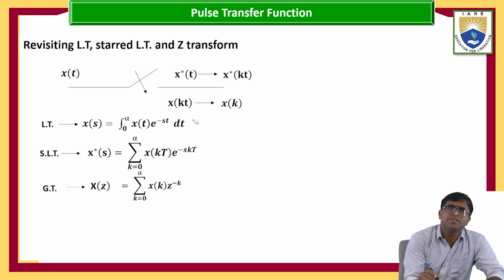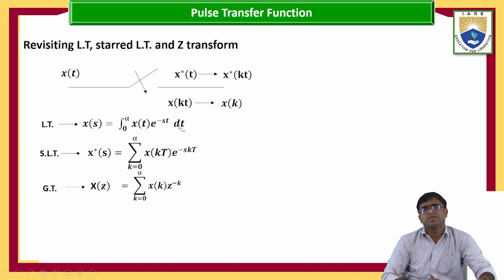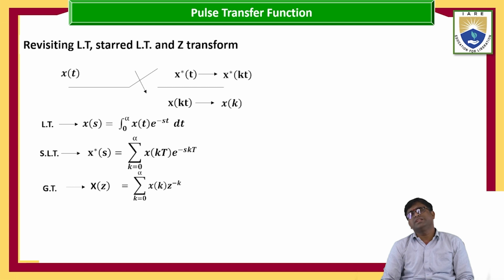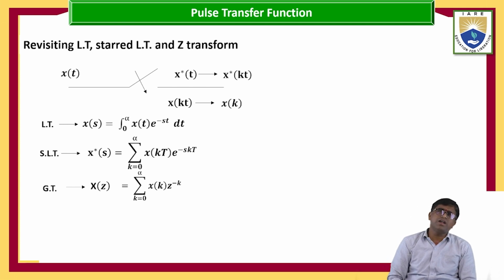So x(t) into e power of minus st. Here we are taking the function x(t), and it is coming as x(t) into e power of minus st into dt. After that, the star Laplace transform is the integration from 0 to infinity, replaced by a summation, of x(kt) e power of minus kst.